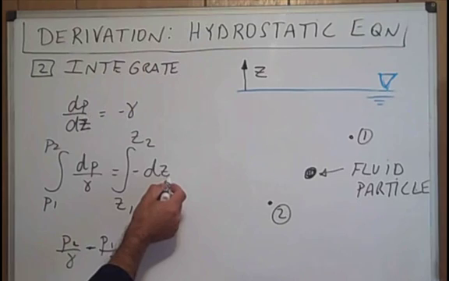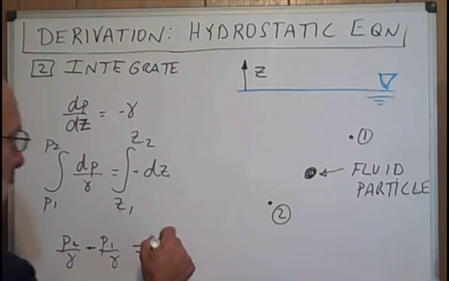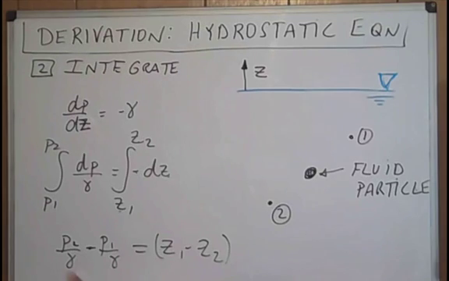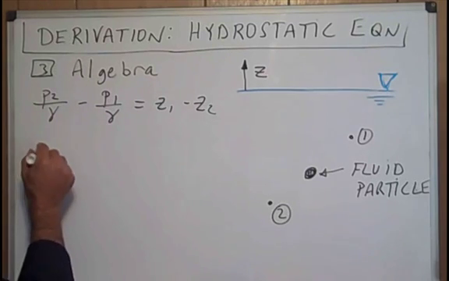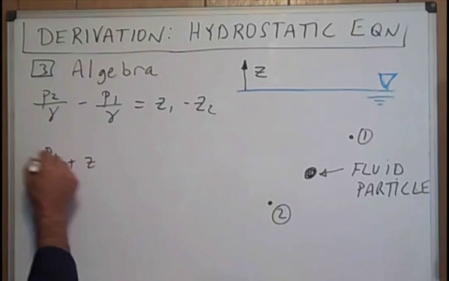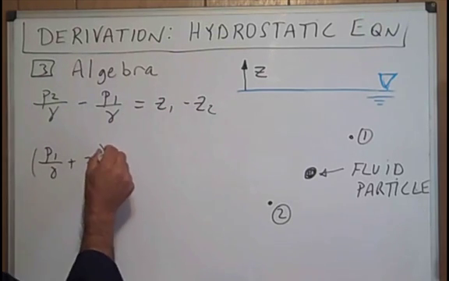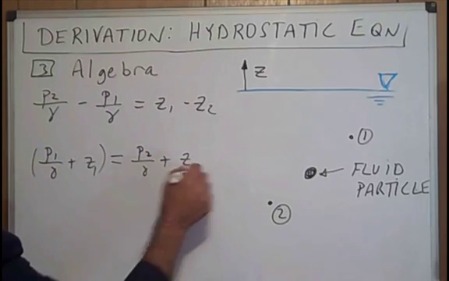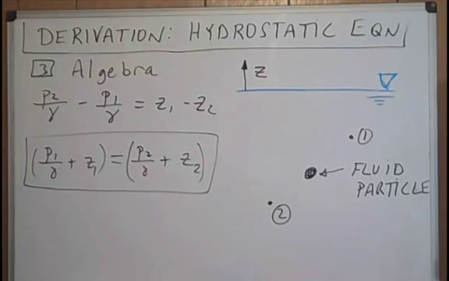The integral of dz is Z, and taking the limits, we'll have Z2 minus Z1, but we have a negative sign, so we can write that as Z1 minus Z2. All that's left now is algebra. Taking the pressure term and the elevation term and combining them, they're both positive, we can write P1 over gamma plus Z1. Then P2 over gamma minus Z2, that comes over and that's positive, we'll write it on the right hand side: P2 over gamma plus Z2. That's the final result. That's the hydrostatic equation.